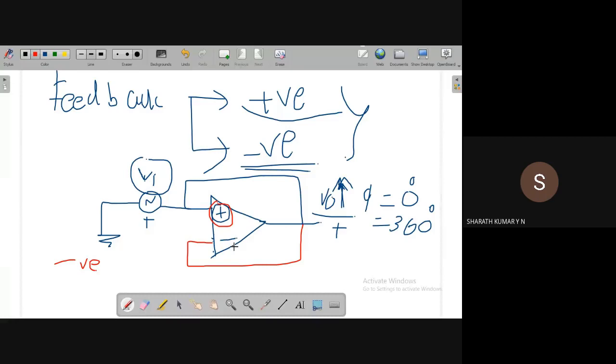What will happen now? In this case, because output is given to the inverting input terminal, output voltage decreases because its gain decreases. In the earlier case, the gain increased, and that's why output voltage was increasing. In this case, negative feedback gain decreases, and the phase shift will be approximately equal to minus 180 degree.